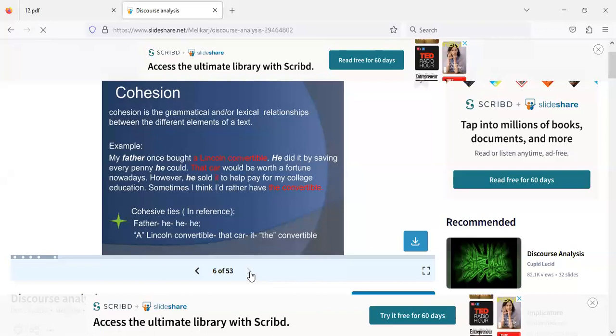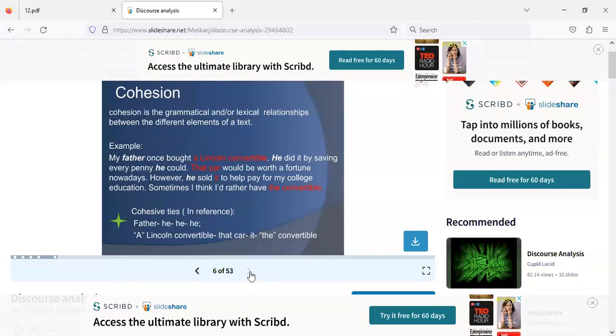The paragraph is like this. My father once bought a Lincoln convertible. He did it by saving every penny he could. That car would be worth a fortune nowadays. However, he sold it to help pay for my college education. Sometimes I think I would rather have the convertible.